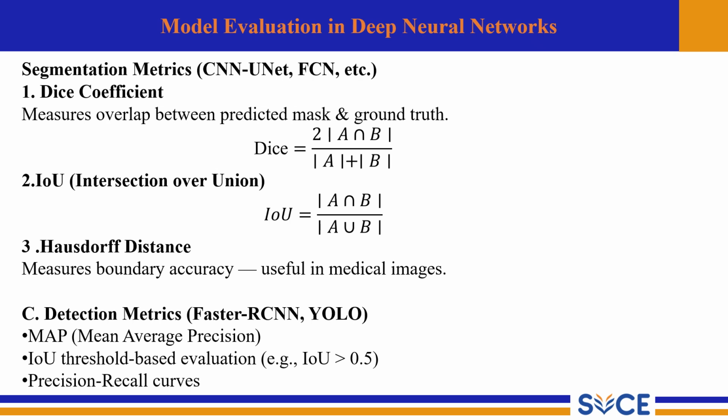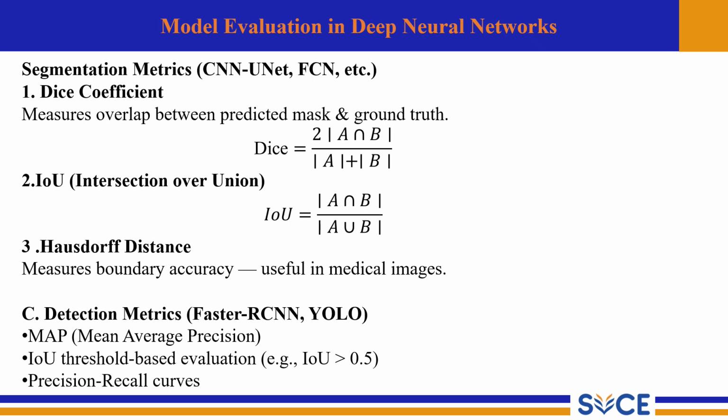Third one is Hausdorff distance. Hausdorff distance measures the boundary accuracy between the prediction and ground truth. It is useful for precise boundary evaluation, especially in medical images.